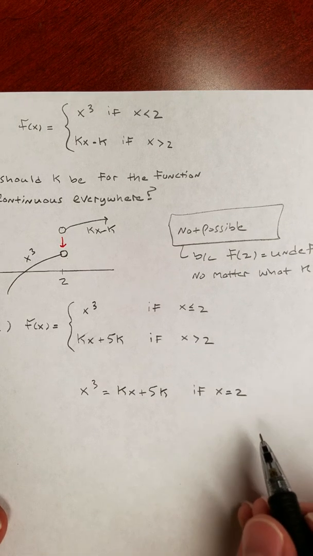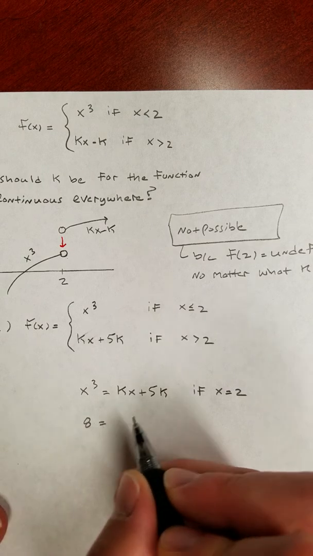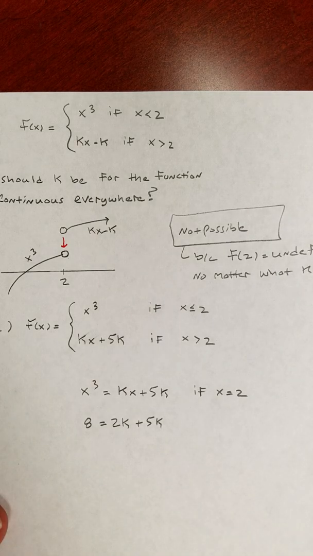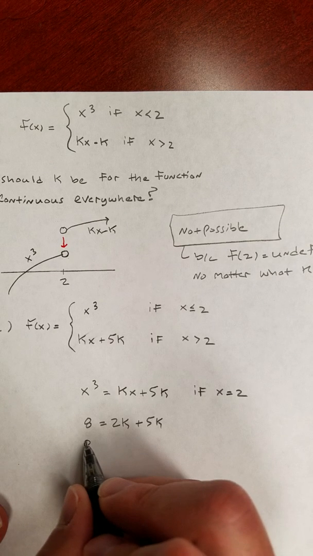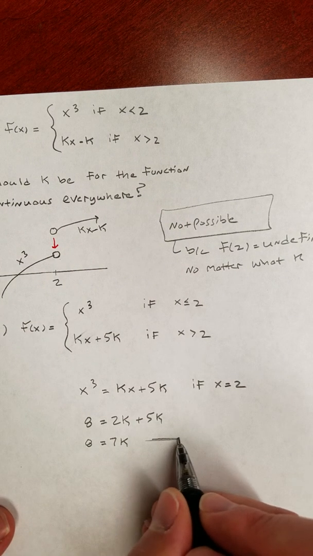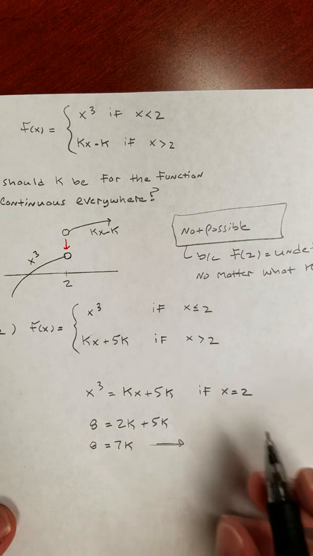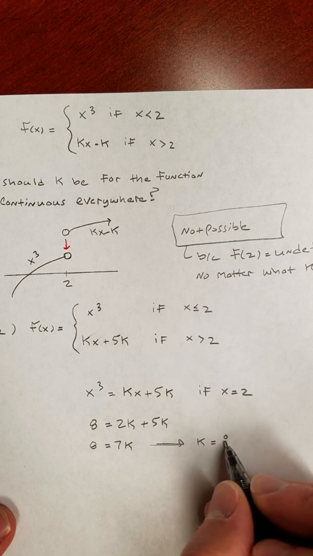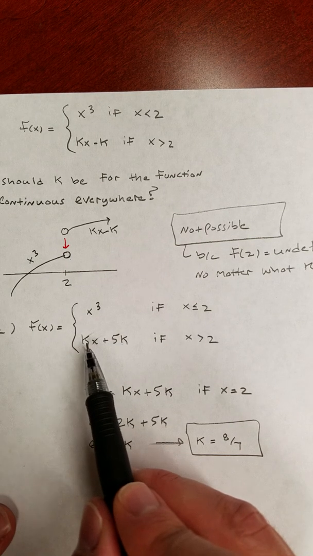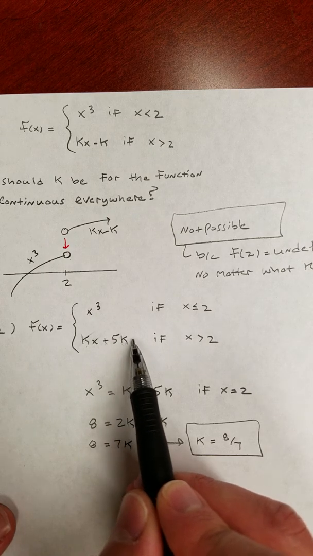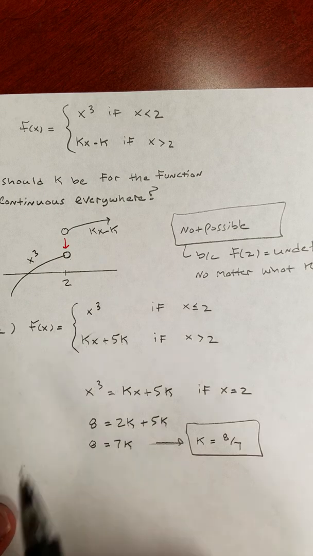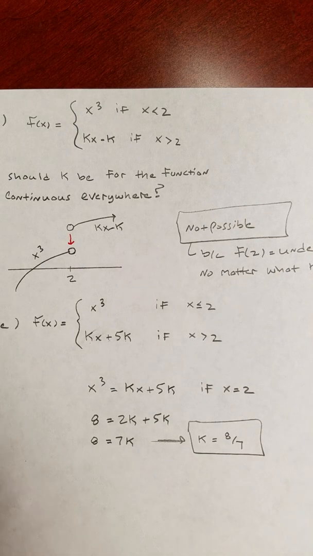You'll solve for it. If I put 2 in, I'll get 8. I'll get 2 times k. I'll get 5 times k. All right? I'll get 8. And I'll get 7k. All right, so here's what that number has to be. It has to be 8 over 7. Okay? If that's 8 over 7x plus 40 over 7, then this one leaves off exactly where that one picks up. Okay? And then it would be continuous.